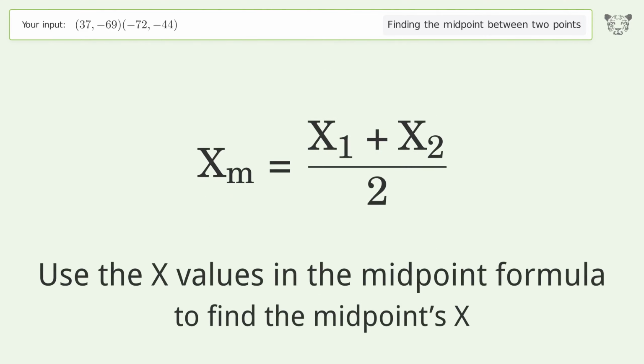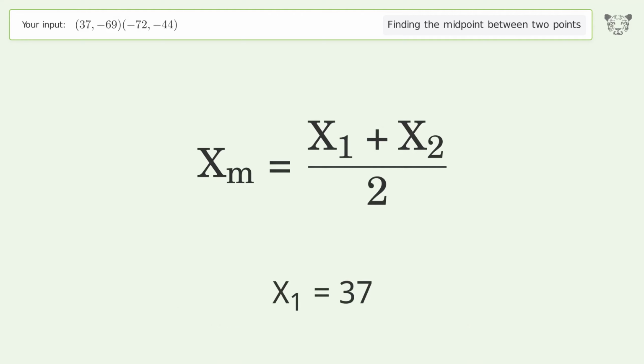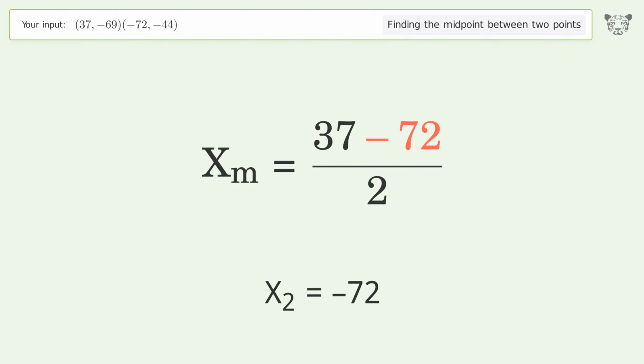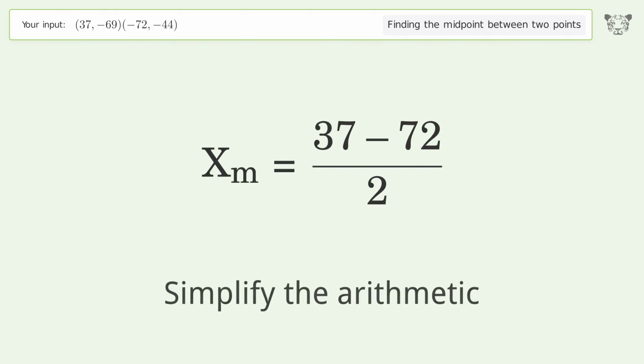Use the x values in the midpoint formula to find the midpoint's x. x1 equals 37. x2 equals -72. Simplify the arithmetic.